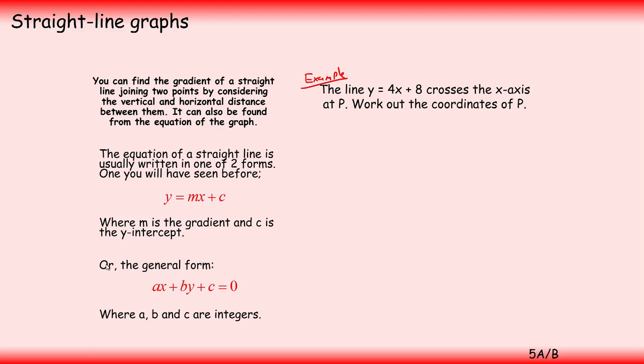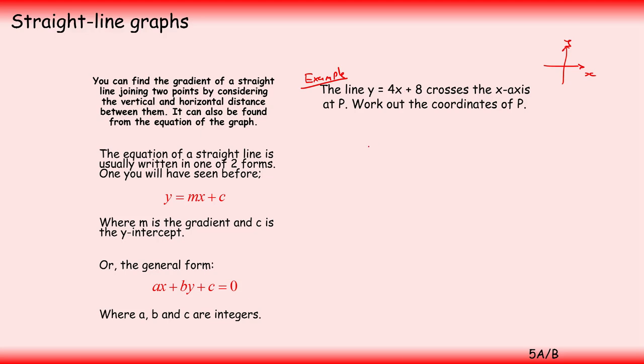Right, let's have a look at this final example. The line y equals 4x plus 8 crosses the x-axis at P. Work out the coordinates of P. Now if it crosses the x-axis, let's have a look at my x-axis here and y. So it's going to cross my x-axis somewhere along here. And anywhere along here, the value of y is going to be 0. So I can set this equation equal to 0.